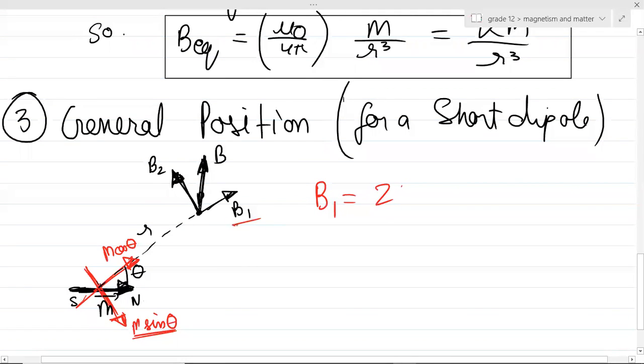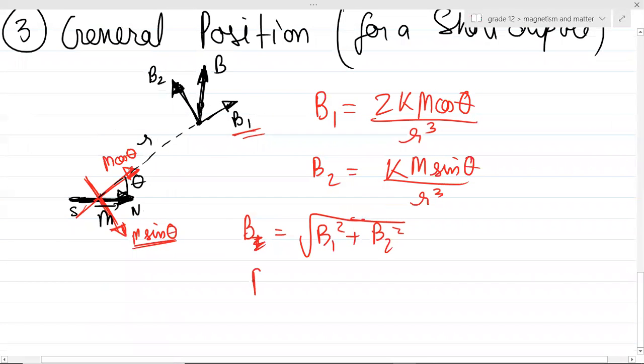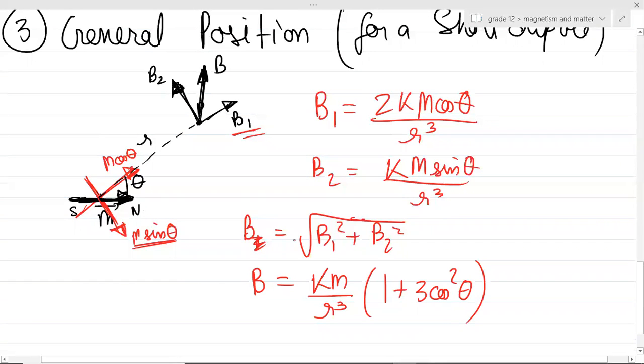So B1, this radial one, will be equal to 2k m cos theta divided by r cube. Similarly, B2 will be k m sin theta by r cube, and if I calculate the net total magnetic field, B will be equal to the square root of B1 square plus B2 square. Which, when you solve it, will be km by r cube into the square root of 1 plus 3 cos square theta.